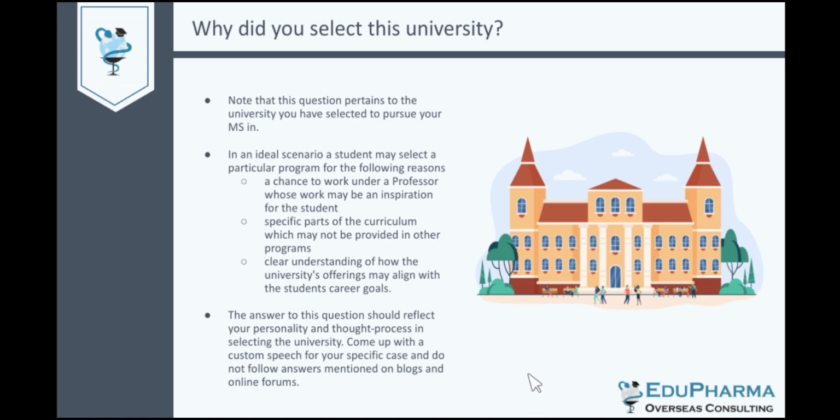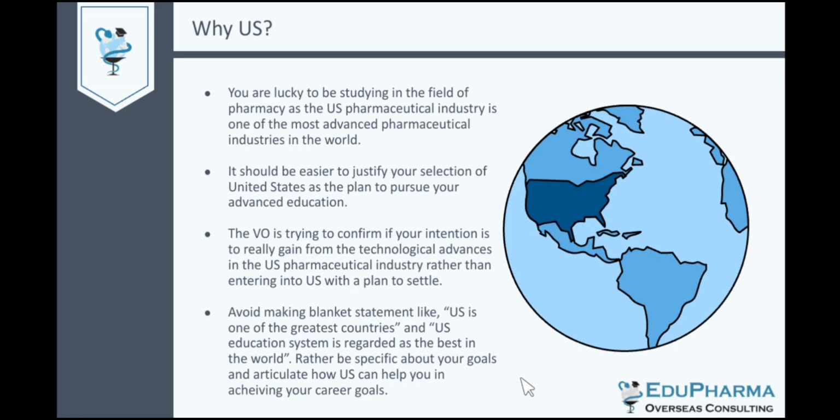Okay. Next question is a very common question again, why US? So the visa officer usually wants to see here why a particular course. Let's say if it's a common course, or if that visa officer has heard about pharmaceutical sciences or this kind of courses a lot, they may wonder why did you select US over another country?